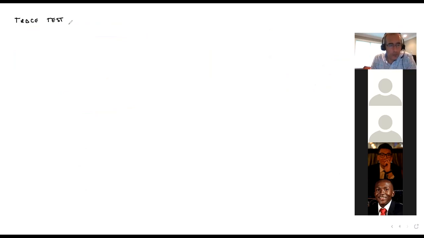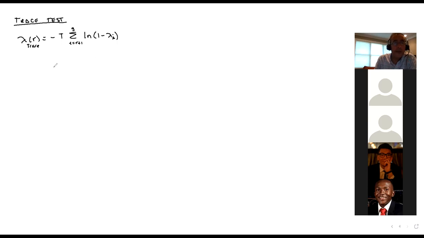Okay. The trace test. We're going to call it gamma R trace. And this is going to be equal to minus T, sum of i equals r plus 1 to G of ln of 1 minus gamma i. Okay, this is the trace test. And the null hypothesis, guys, is always going to be the following. It's r equals 0 versus r is larger than 0, but smaller or equal than G. The next hypothesis is going to be r equals 1 versus r is larger than 1, but smaller than G, etc. Right? So this is my trace test.